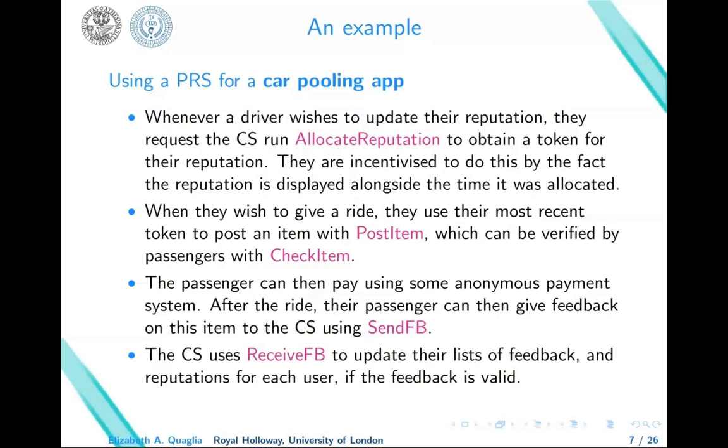And the central server can receive feedback to update all their list of feedback and reputation for each user if the feedback is valid. So I know I've only touched 5 out of the 8 algorithms that I've mentioned, but this is to give you an idea of how breaking down the functionality of these protocols is useful to see each step of the way what is happening.